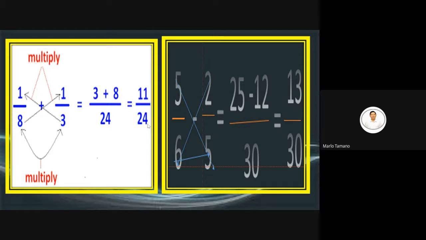Next, the second one we have here, 5/6 minus 2/5 is equal to, cross multiply again, 5 times 5 is 25, 6 times 2 is 12. Now, 25 minus 12 is 13. Mga pala, yung 6 times 5 we have here 30. Then, 25 minus 12 is 13. Then, copy the common denominator, 13 over 13 na po. And that is the final answer.